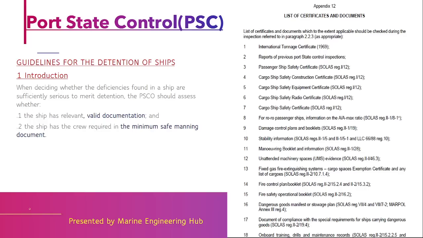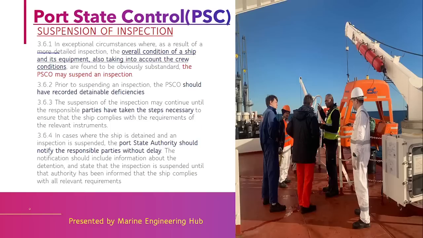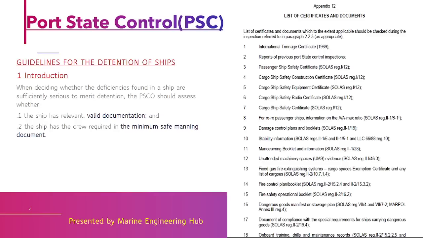So basically, if anybody asks you what is meant by suspension of inspection: it is when a PSC officer comes on board and sees the overall condition of the ship, crew and its equipment to be not good, then he will detain the ship and suspend the inspection. The inspection will resume only when the necessary steps are taken so that all the deficiencies he has pointed out are rectified, and meanwhile he will inform all the relevant authorities.